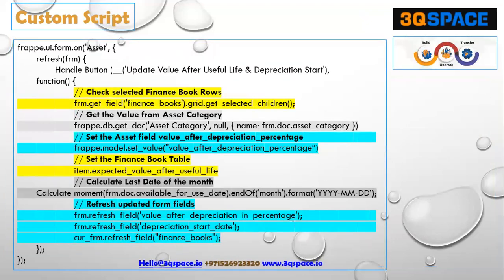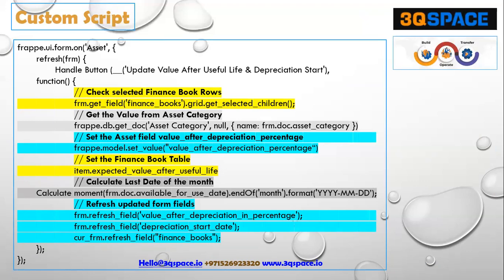So this is a snapshot of a custom script. The key points that I would like to highlight are marked. Basically, in the refresh of the form, that is the asset form, we create a button which is associated with the table, and we can click on that button to trigger the functionality.